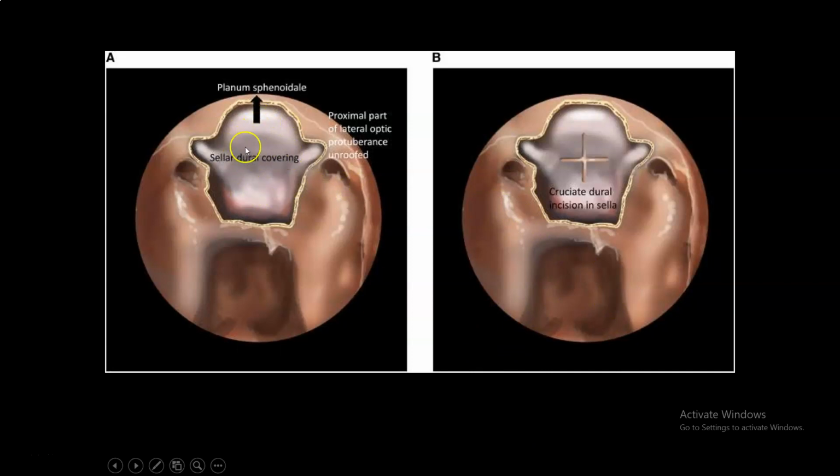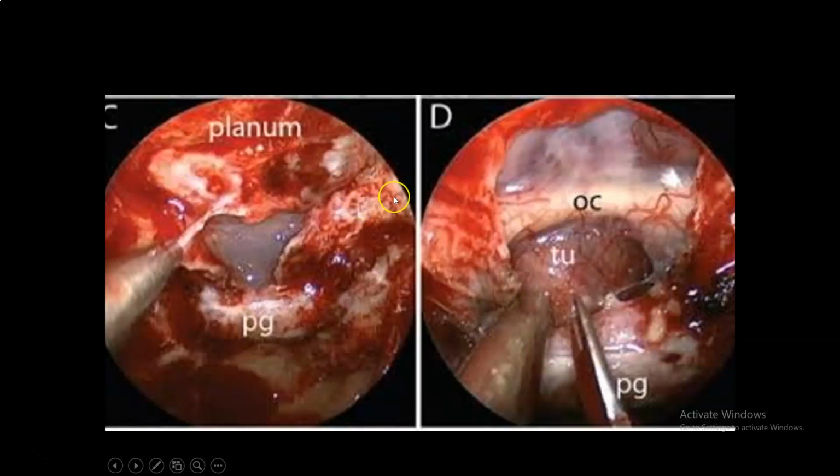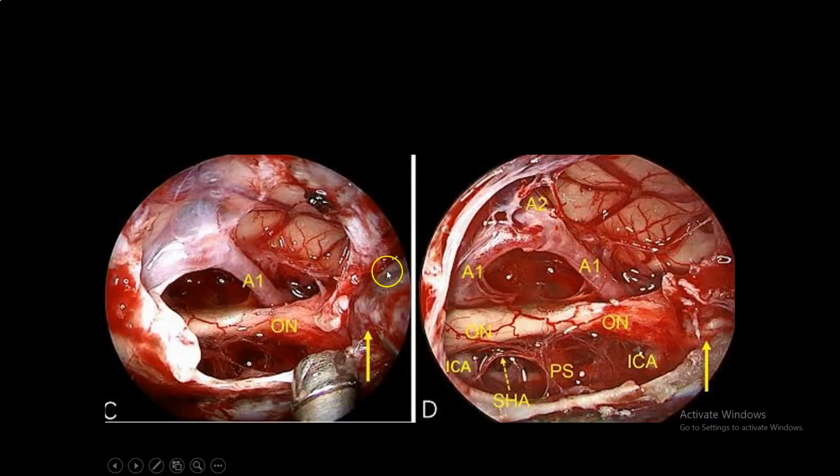You remove the bone in front of the pituitary gland in the planum. You open the bone, you leave the gland in place, you will find the optic chiasm, and you'll find the tumor. And if you remove the tumor, you'll find this picture. If you remove the tuberculum sellae meningioma, you will end by finding optic nerve, optic chiasm, pituitary stalk, carotid from either side, the anterior cerebral above the optic nerve, A1, A1, and A2.